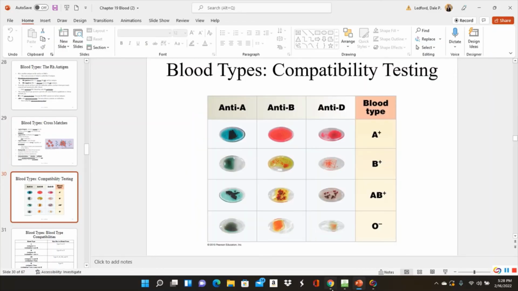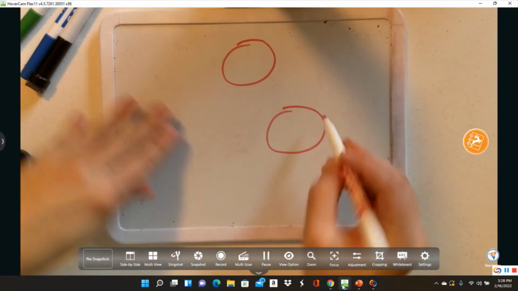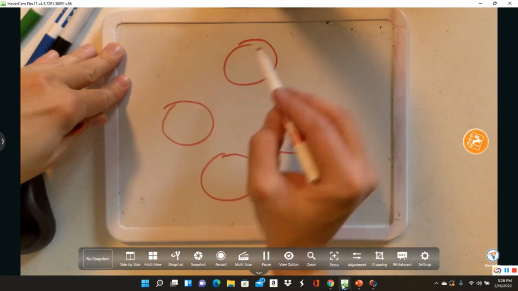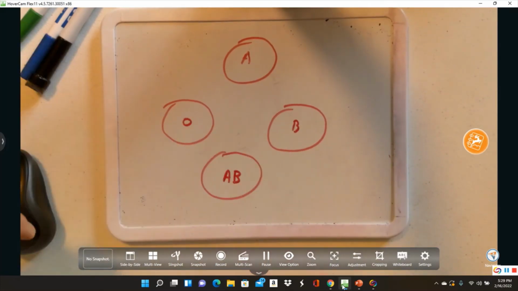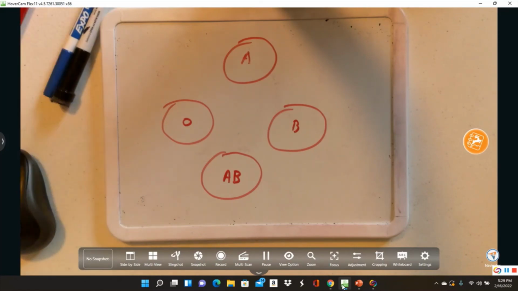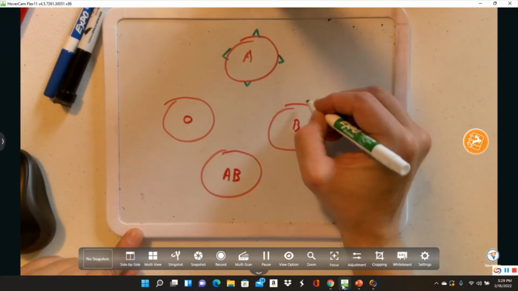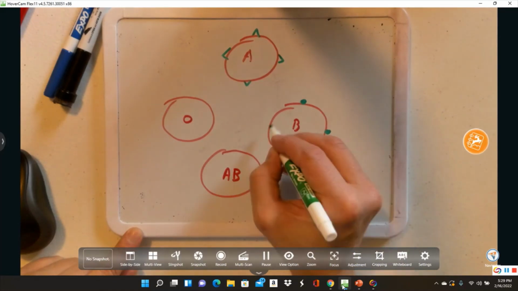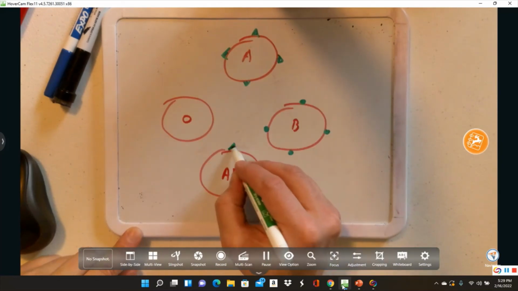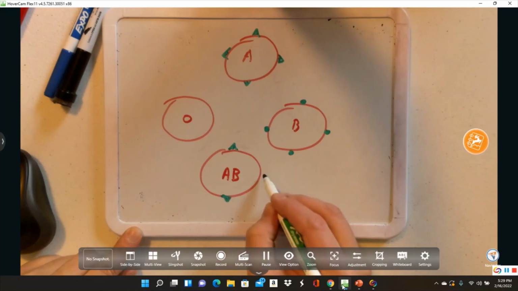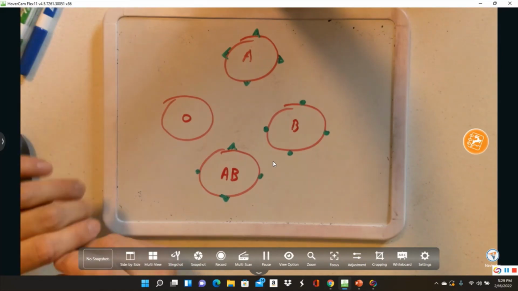What I'm going to do is draw this out, and let's say I've got 4 red blood cells. We have A, we have B, we have AB, and we have O. Now, you've got to remember the antibodies, but let's remember A. A has the A antigen, B has the B antigen, AB has both, and O has none. Remember the antibodies, though.